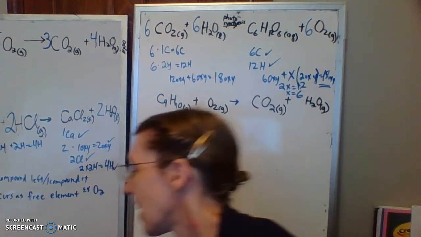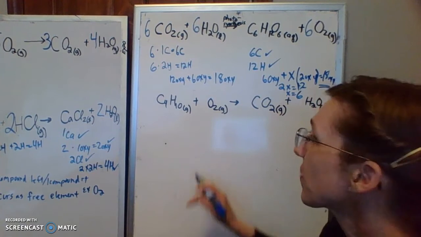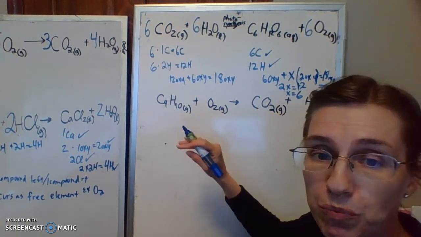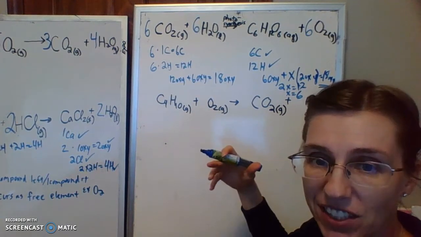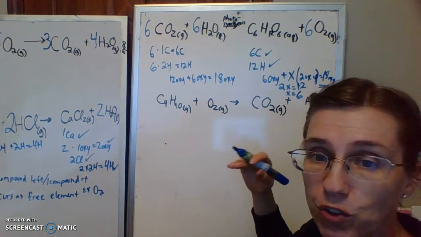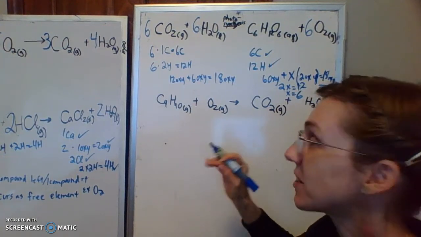So let's go ahead and do this next one. This next one's a little different. This one's going to show us how we can deal with fractions. Because remember, we said that all those coefficients have to be the lowest ratio, but they also have to be whole numbers. Okay, so we're going to see that in this one.